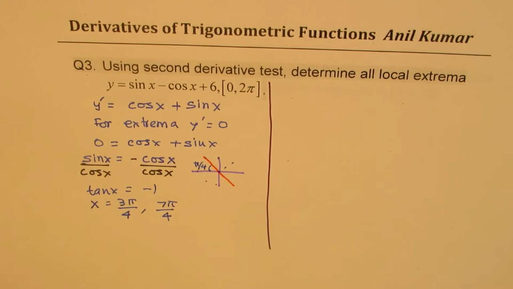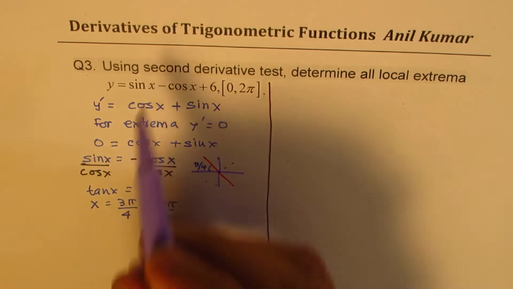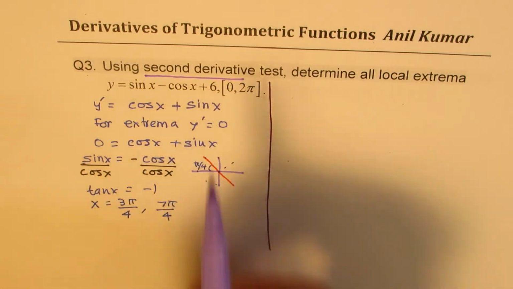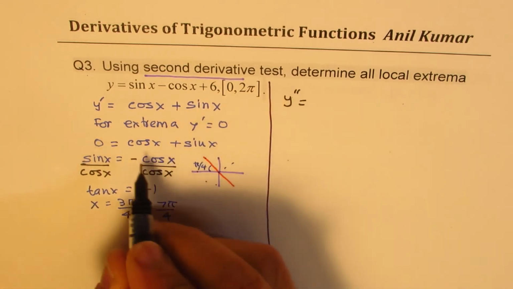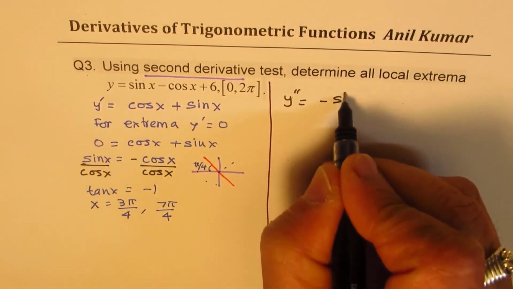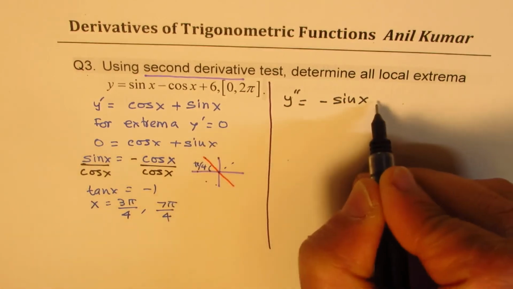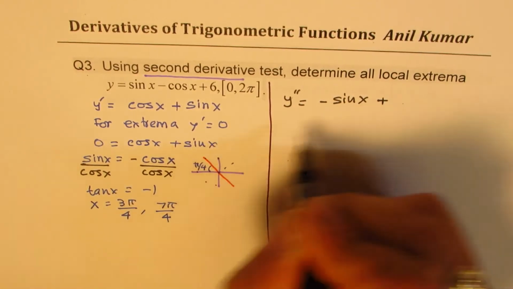Right? So when we say using second derivative, determine all local extremas, we could have actually also found the value from here. We know the critical numbers are at 3 pi by 4 and 7 pi by 4. But since the question says using the second derivative, we have to find the second derivative, correct? So let's find the second derivative, and we get minus sine x plus cos x, correct?